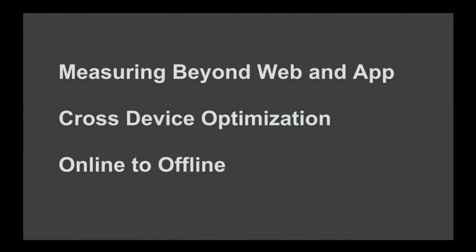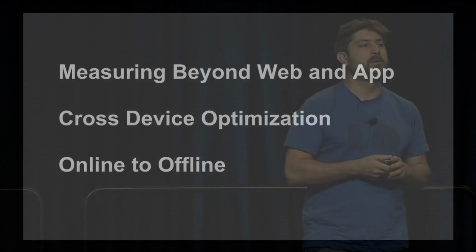Today, we're going to talk about three big things. We're going to talk about how you can measure beyond the web and app with Google Analytics. We have an amazing presentation about how you can optimize experiences across devices. And finally, we're going to tie this all together with how you can measure online and offline experiences together, all using Google Analytics. So, let's begin.